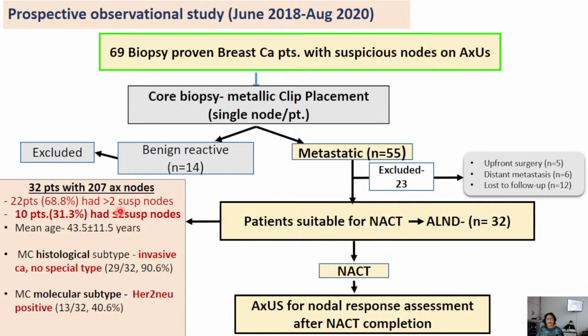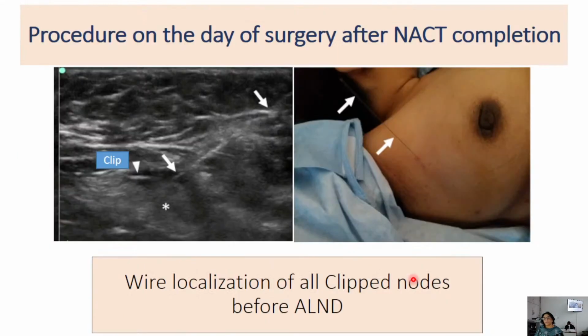These 32 patients had 207 axillary node positive, and we had two groups of patients. 22 patients had high nodal burden, that is more than 2 suspicious nodes, and 10 patients had less than 2 suspicious nodes, that is a low nodal burden. The histological subtype was invasive carcinoma of no special type, and the molecular type was HER2 positive. These 32 patients were then given NSCT, and after its completion, the axillary ultrasound was repeated to see the nodal response after the completion of neoadjuvant therapy.